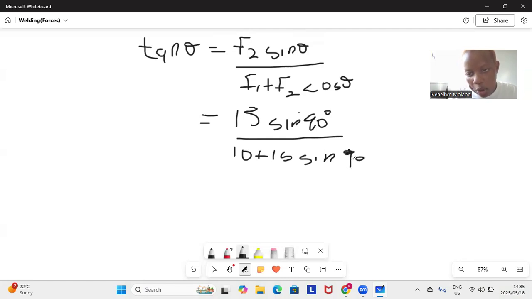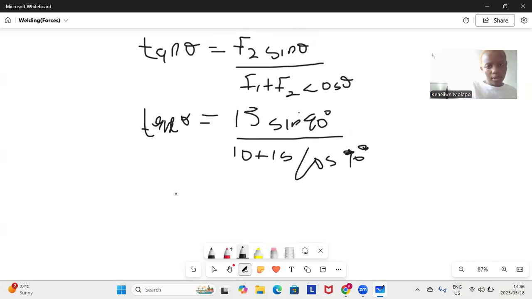And yo, the cos. I'm sorry, guys. I don't want you to make the same mistake that I'm making here. On top is the sine, then at the bottom is the cos. 15, the cos, not the sine. 15 cos of 90. So here is tan theta equals to.